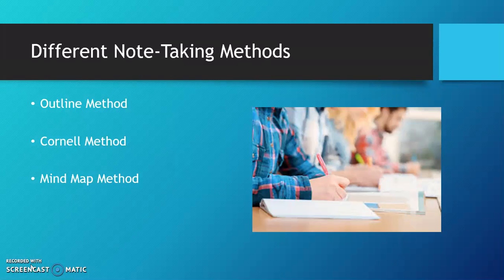So the different note-taking methods are the outline method, the Cornell method, and the mind map method, also referred to as the concept map method. Now there are other note-taking methods available. I chose these three because I find that they're the most effective when it comes to taking notes and they're the easiest to use and understand. So they may or may not work for you.